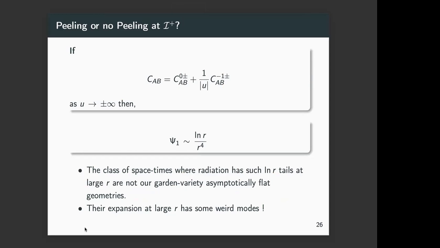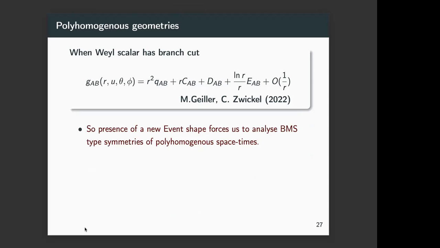And this is really in some sense a problem, in the sense that the class of spacetimes where radiation has such log r tails are not our garden variety asymptotically flat geometries. Even if you are not convinced by these abstract psi Weyl scalars, the fact that psi 1 has this weird decay actually filters down into the asymptotic expansion of the metric. If a Weyl scalar has this logarithmic branch cut, then the metric in the large r expansion has modes where the first few are okay, what we would expect, but especially the 4th mode has a log component. So this is a kind of strange situation.